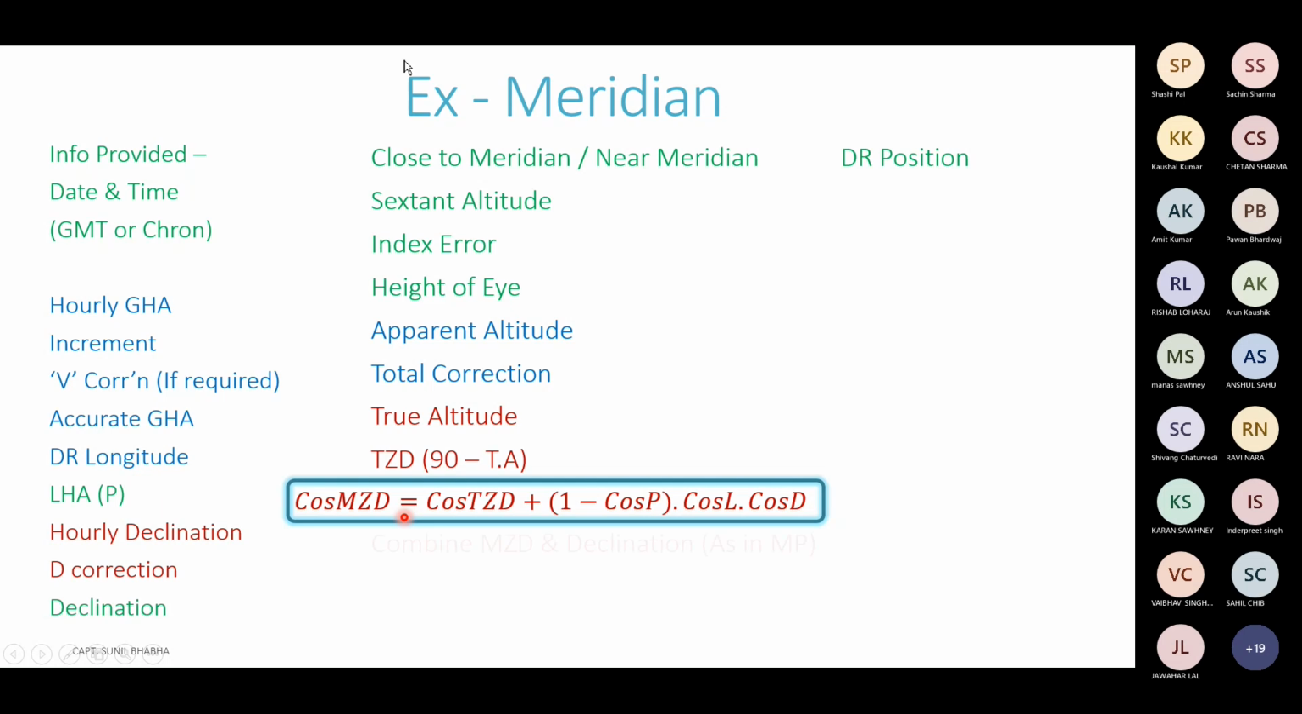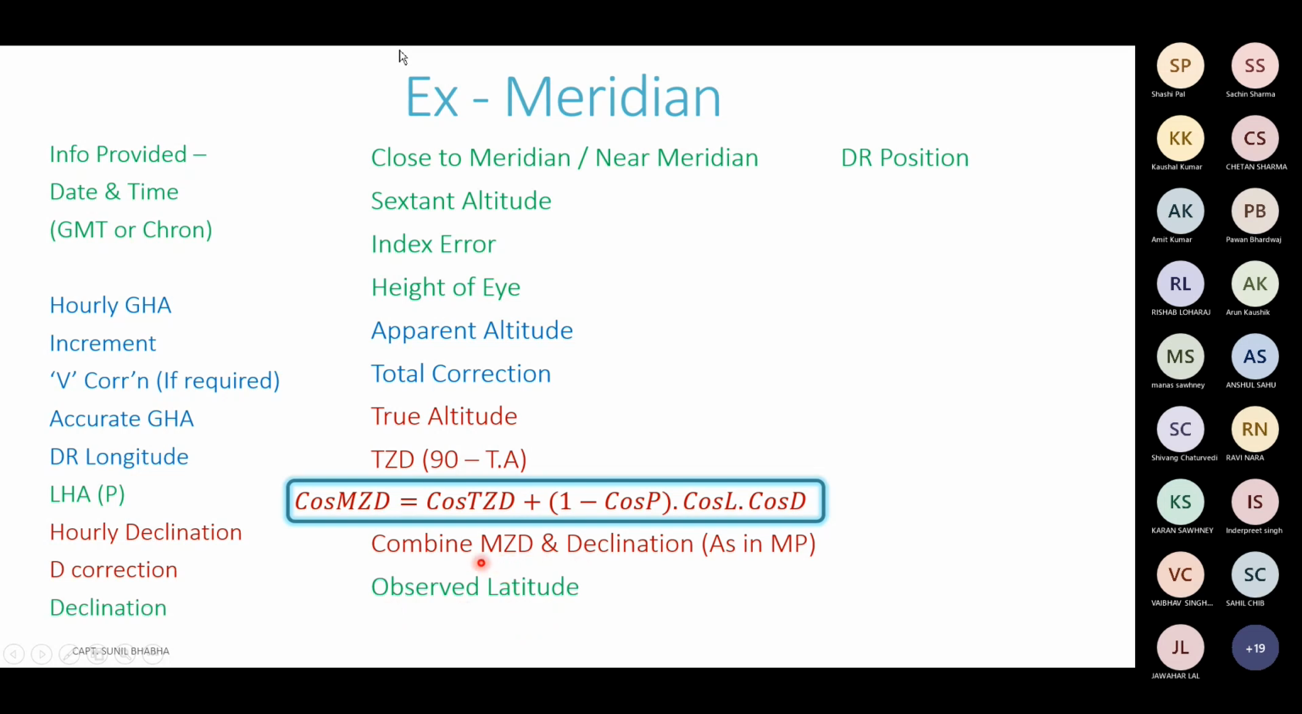Now, once you get the MZD, you can combine the MZD and the declination exactly in the same way as we did in a meridian altitude observation, latitude by meridian altitude. And once you combine them, we obtain the observed latitude, exactly in the same way as we had the observed latitude before.